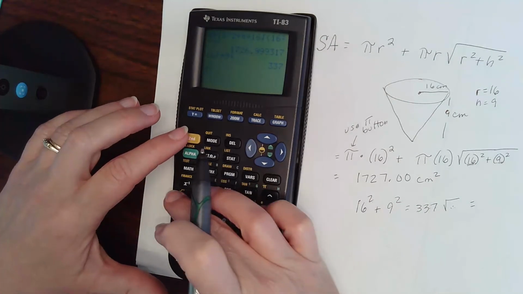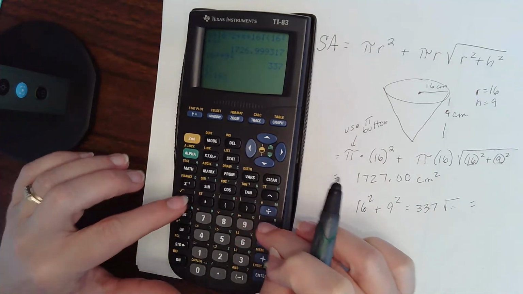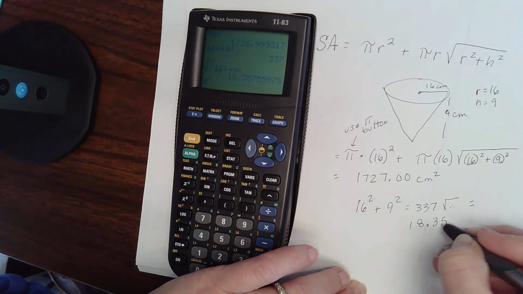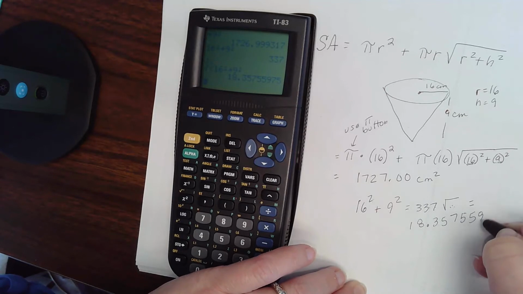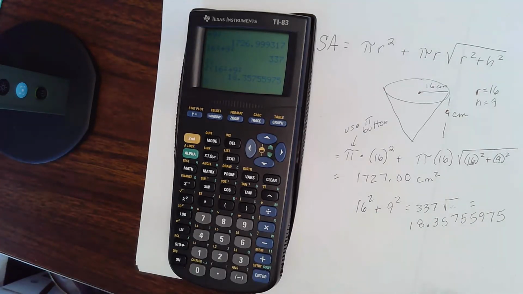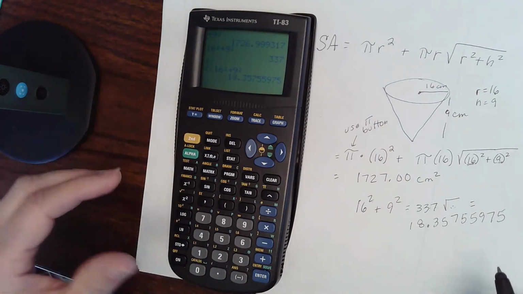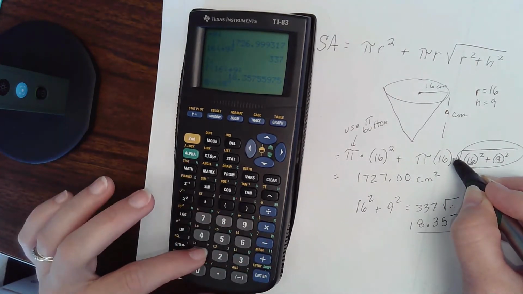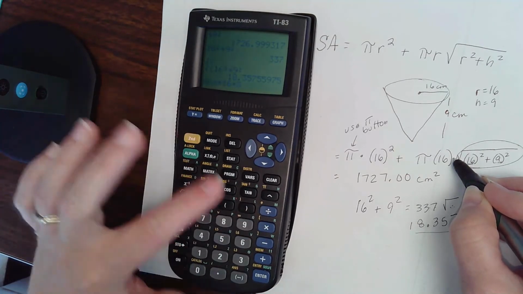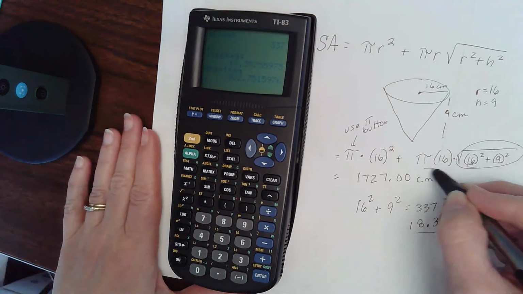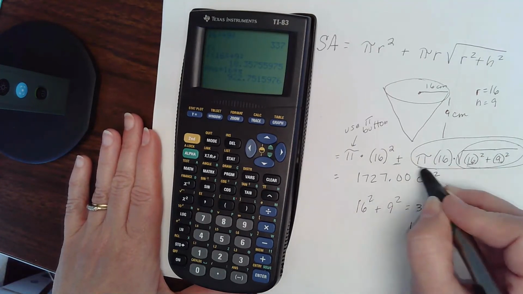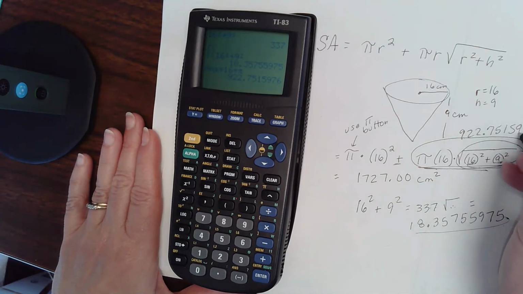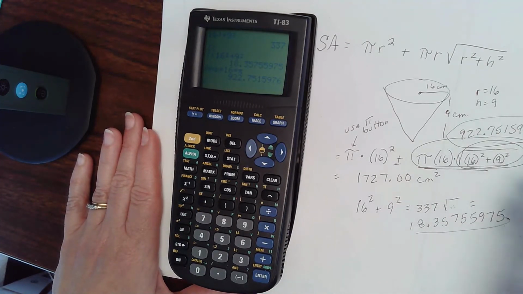So in my case, let's see, square root of 16 squared plus 9 squared equals a long decimal. So if you have to write that down, just keep as many digits as possible because of round off error, or try to keep it saved in your calculator even. But you'll get that calculation first, then I would times that by 16, then times it by the pi button, maybe do all of that calculation since that's kind of a set of its own. That gives 922.7515976. Keep as many as you can.